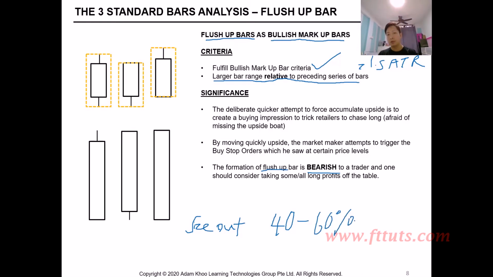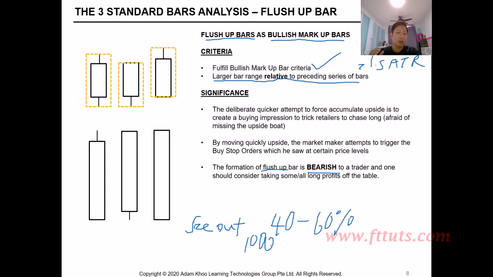Okay, right? So let's say you've got 1,000 shares. If you're long on your 1,000 shares and you see the market flush up, you may look to exit 400 to 600 shares. Because if you only take 10 or 20% off, it doesn't make sense, right? Why size off and take your risk off when you're only taking 10 or 20%?